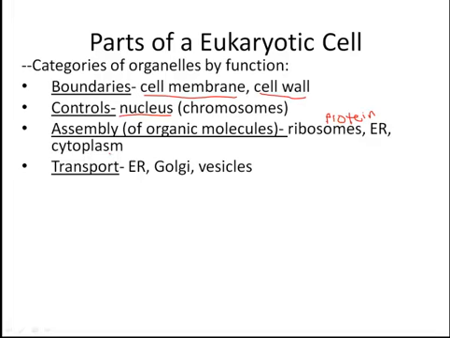Transport. You need to be able to move things around the cell and in and out of the cell. So the endoplasmic reticulum is involved with this. The Golgi apparatus will do this. And vesicles act like little taxi cabs. When things are made, they go inside the vesicles and they'll get transported all around the cell.